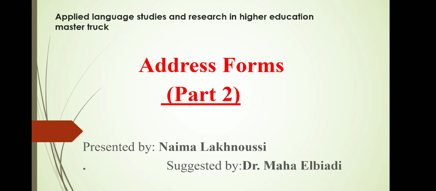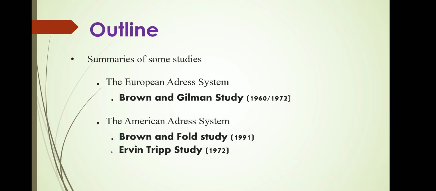So if you look at the outline, I have two main points I'm going to tackle. The first one is the European address system, and I will rely on Brown and Gilman's study. And the second is the American address system, and we have two studies, one by Brown and Ford, and the second by Ervin-Tripp.